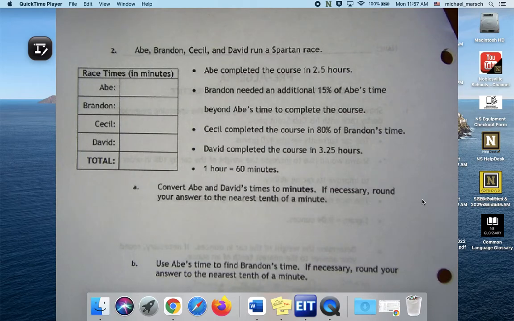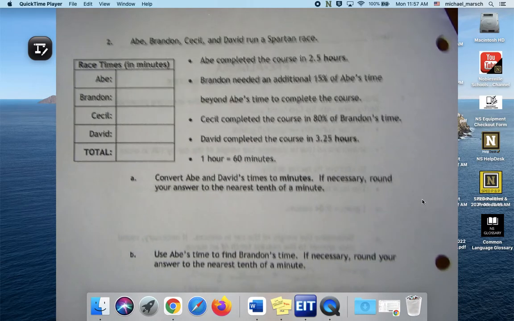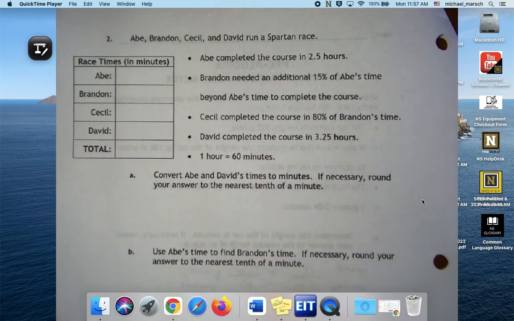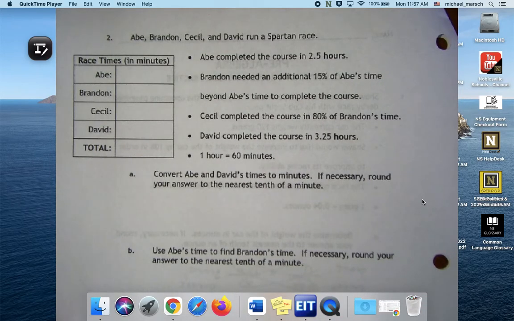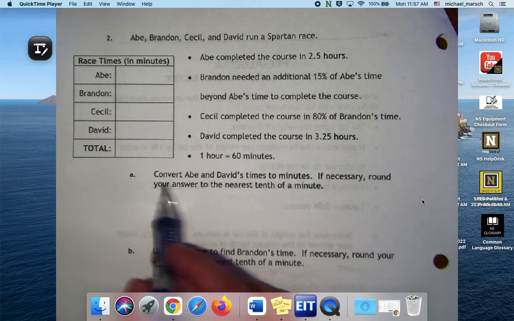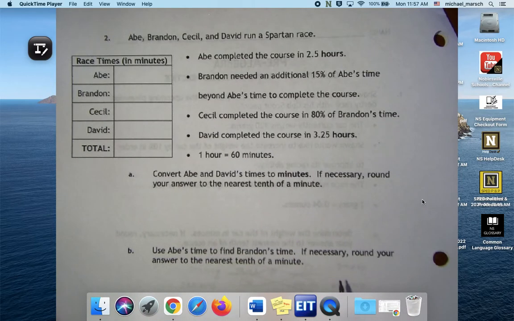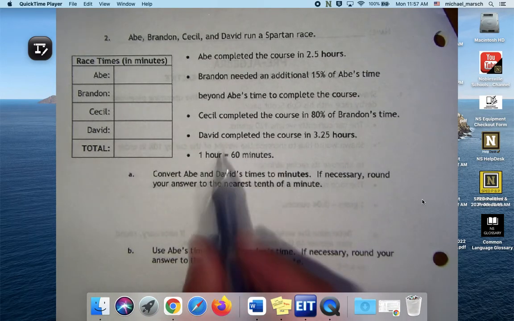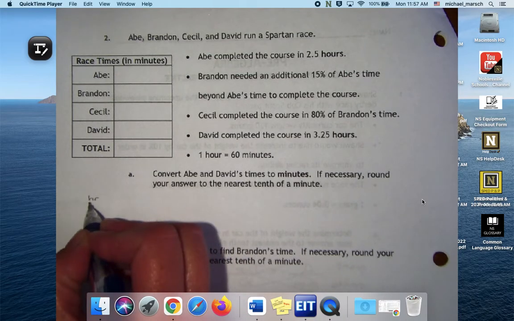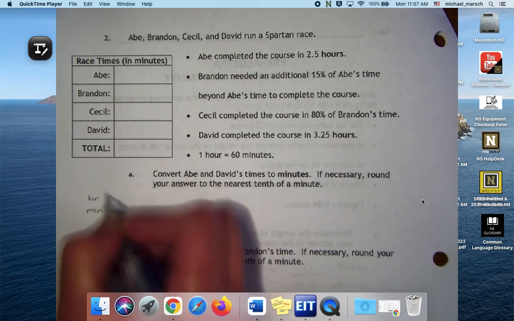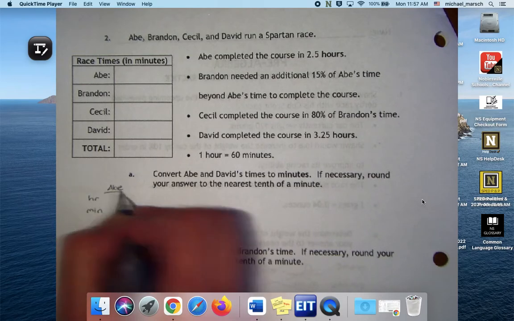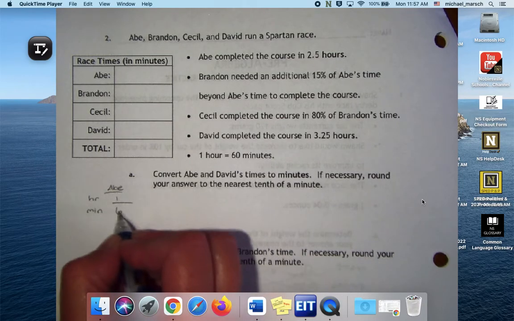Addison, thank you. You have to turn 2.5 hours into minutes. Perfect. We're going to convert, right? Because we need to know their total time in minutes. So we're just going to use minutes for all of these so we're consistent. So the first thing is convert Abe and David's time into minutes, right? We know the conversion here. So we have hours and minutes. We're going to do Abe over here. So 1 hour is 60 minutes.